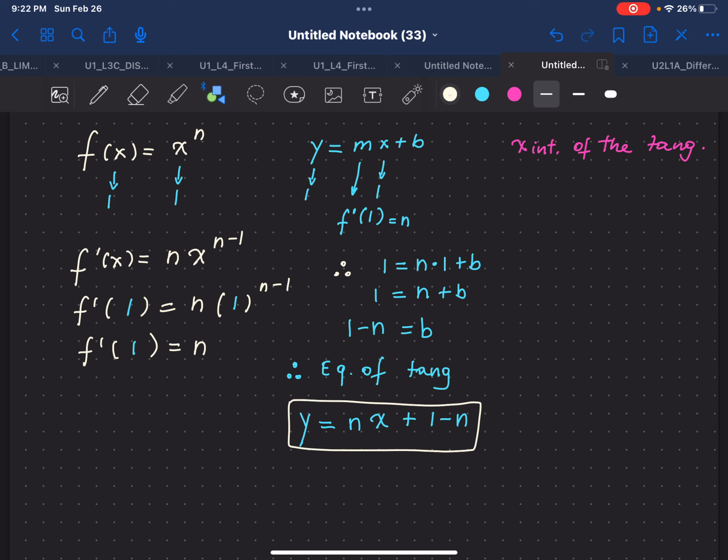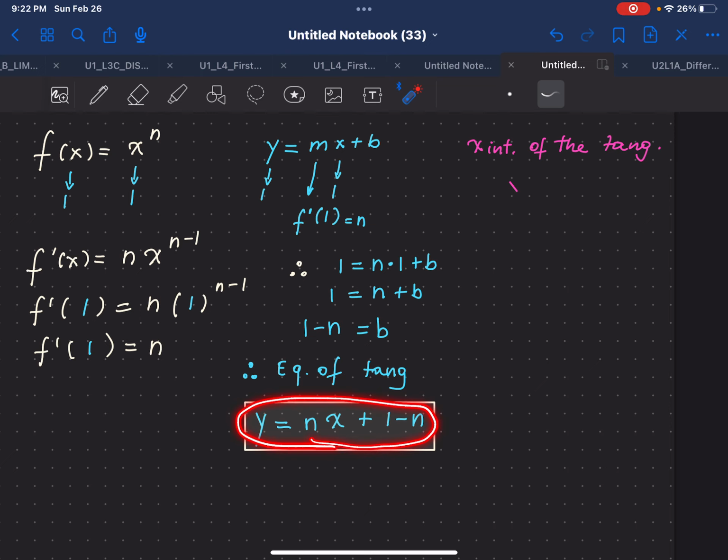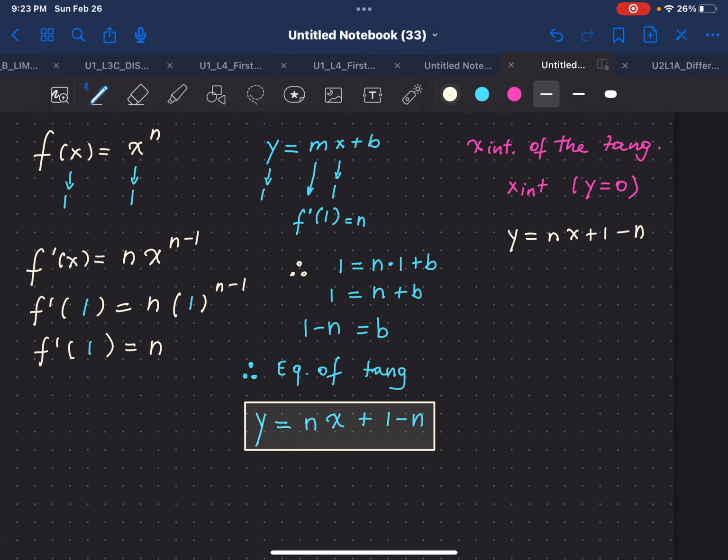Now that we have the equation of the tangent, we can look for the x-intercept of it. Remember that to find the x-intercept of any function, and remember that the tangent line is a function on its own, it's a linear function, we need to make y equal to 0. So we're going to use the equation of the tangent, which is y equals nx plus 1 minus n, make the value of y equal to 0, and then solve for x.